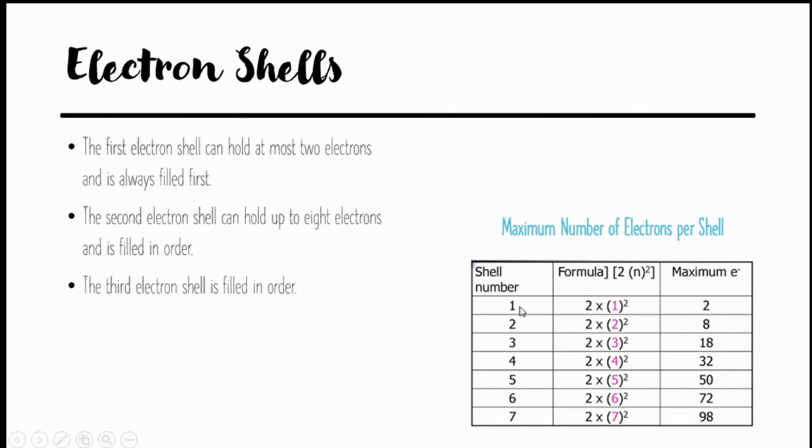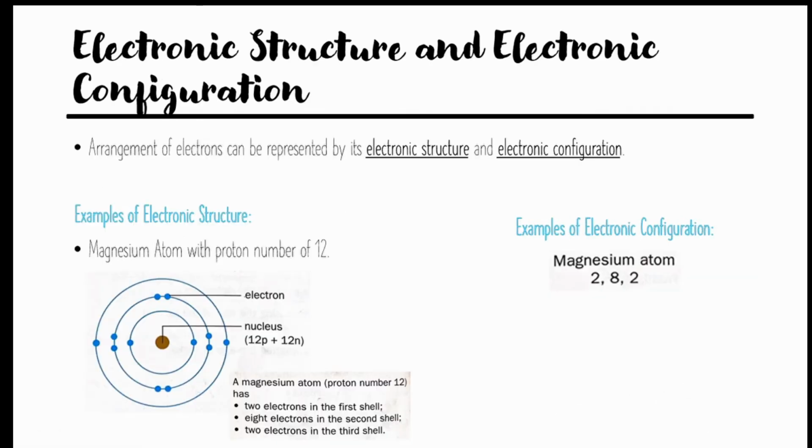Shell number 1 can hold up to 2 electrons. Shell number 2 can hold up to 8 electrons. Shell number 3 can hold up to 18 electrons. You can find this using this formula, 2n squared.